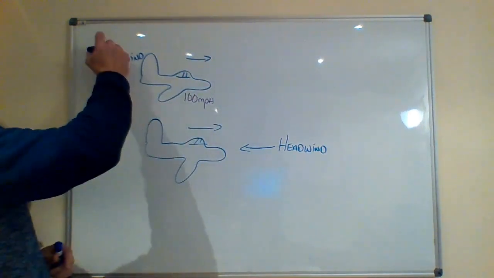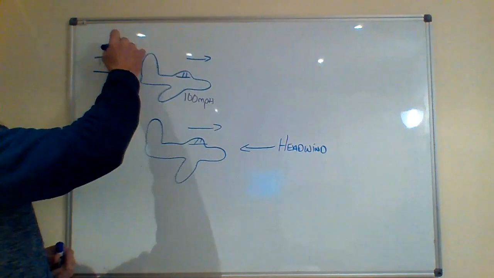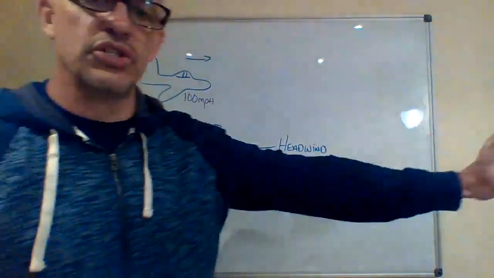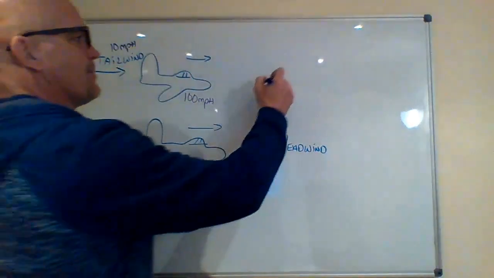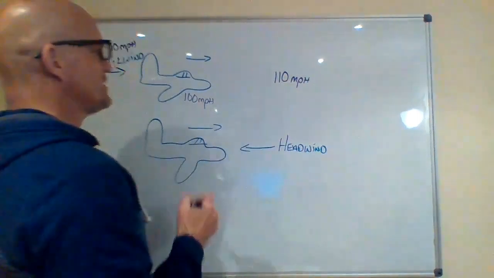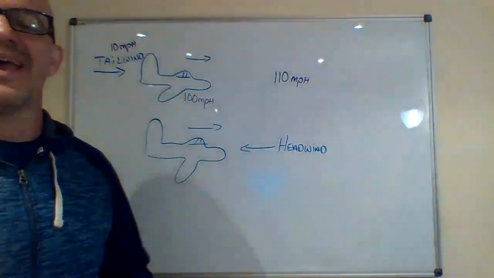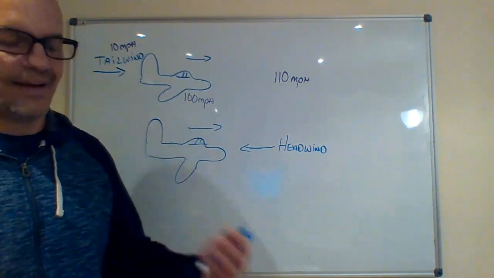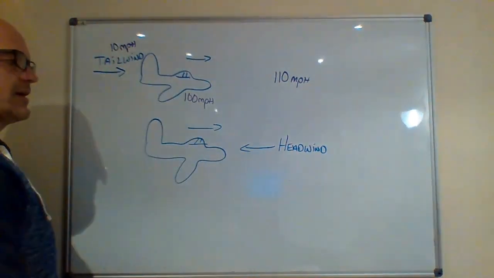If I have a tailwind of 10 miles per hour, when that plane's up flying at 100 miles an hour and the wind's pushing it at 10 miles an hour, that means it's going 110 miles per hour. So basically what I did there was I took the wind and I added in what the plane was doing. So 100 plus 10, that gives you 110 miles an hour.